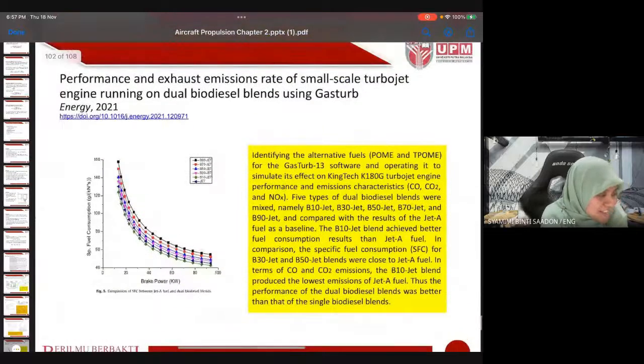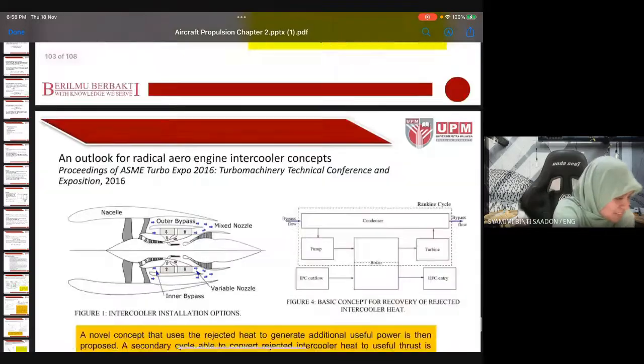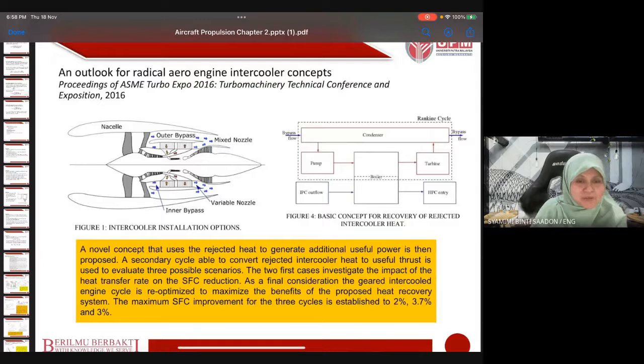Then I think this is the second last, which is about biodiesel. Before I go to this one, I think I will show the other slide first. This one is an outlook for a radical aero engine intercooler concept. So again, using an intercooler installed at the engine, a novel concept that uses the rejected heat to generate additional useful power is proposed. A secondary cycle able to convert rejected intercooler heat to useful thrust is used to evaluate three possible scenarios. But I didn't show the three cases here.